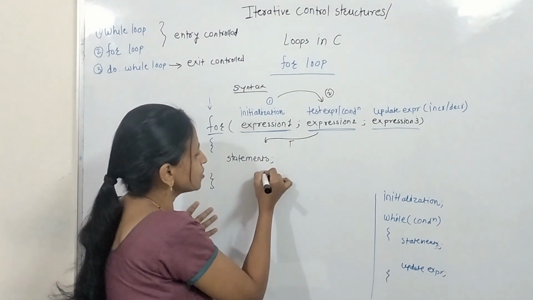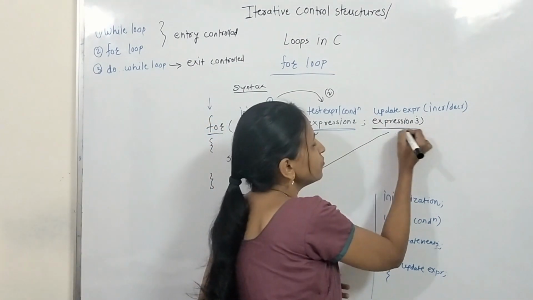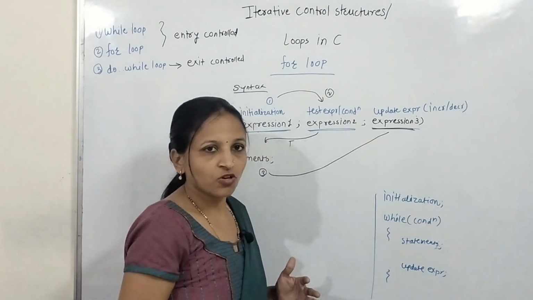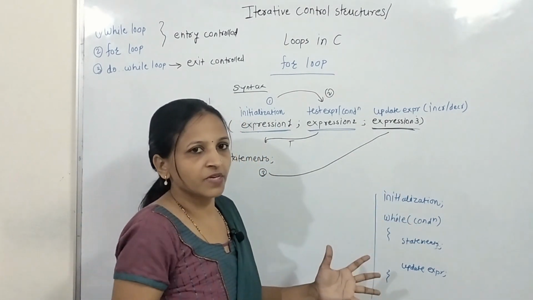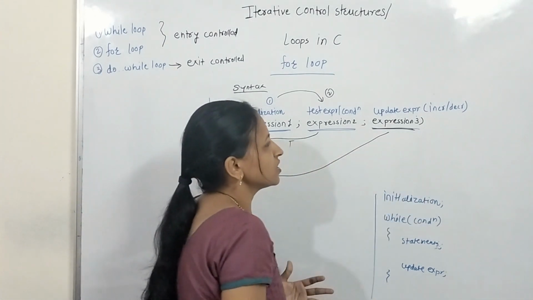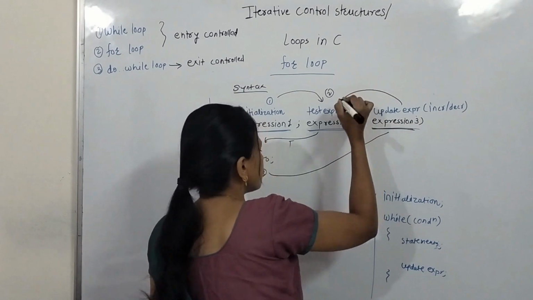After execution of these statements, control will come here again, and it will execute the update expression, or expression 3. Actually this is an increment or decrement. Whatever increment or decrement takes place, after that control will come here again.